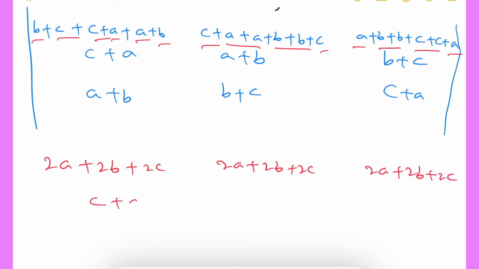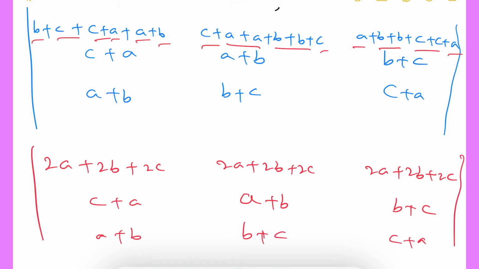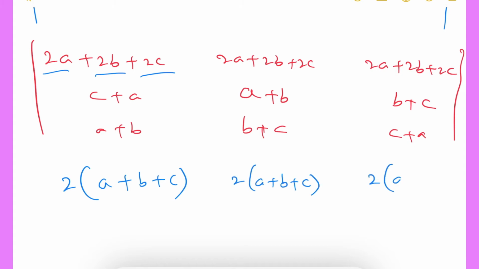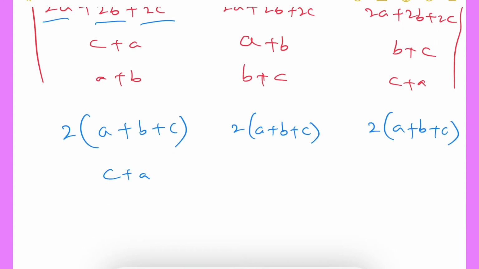Next, the remaining rows I am writing as they are, that is C plus A, B plus C, and then A plus B, B plus C, C plus A. Next, in the first row, if we observe 2A, 2B, 2C, in every term 2 is common, so I will take 2 common, and then we remain with A plus B plus C. The same with the second element: 2 into A plus B plus C. The same with the third element: 2 into A plus B plus C. Now the remaining rows I will write as they are, C plus A, B plus C, and the third row also as it is, A plus B, B plus C, C plus A.